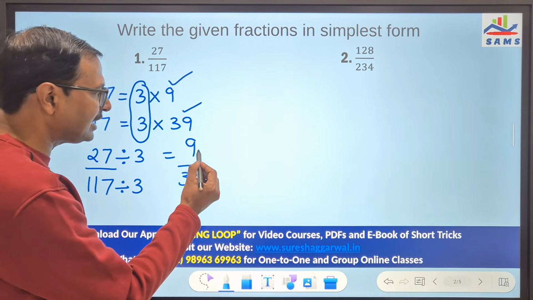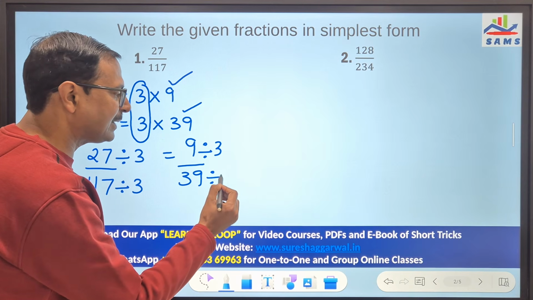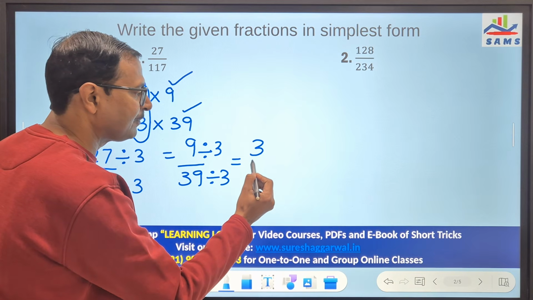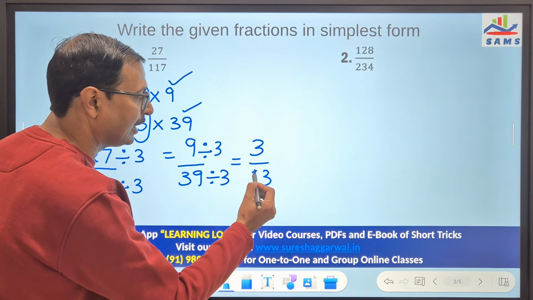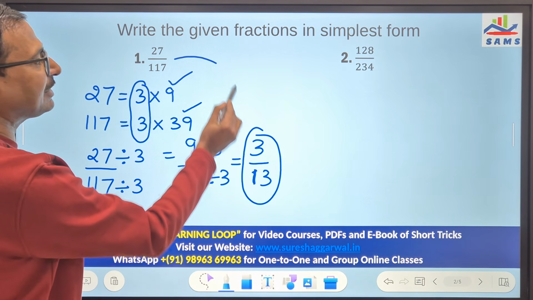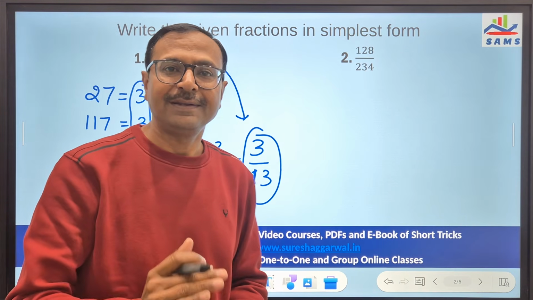So I have another 3 which I can take out. I will divide this by 3 and this by 3, and this time 9 divided by 3 is 3 and 39 divided by 3 is 13, and therefore my answer for the question will be 3 upon 13. So 27 upon 117 can be reduced as 3 upon 13.